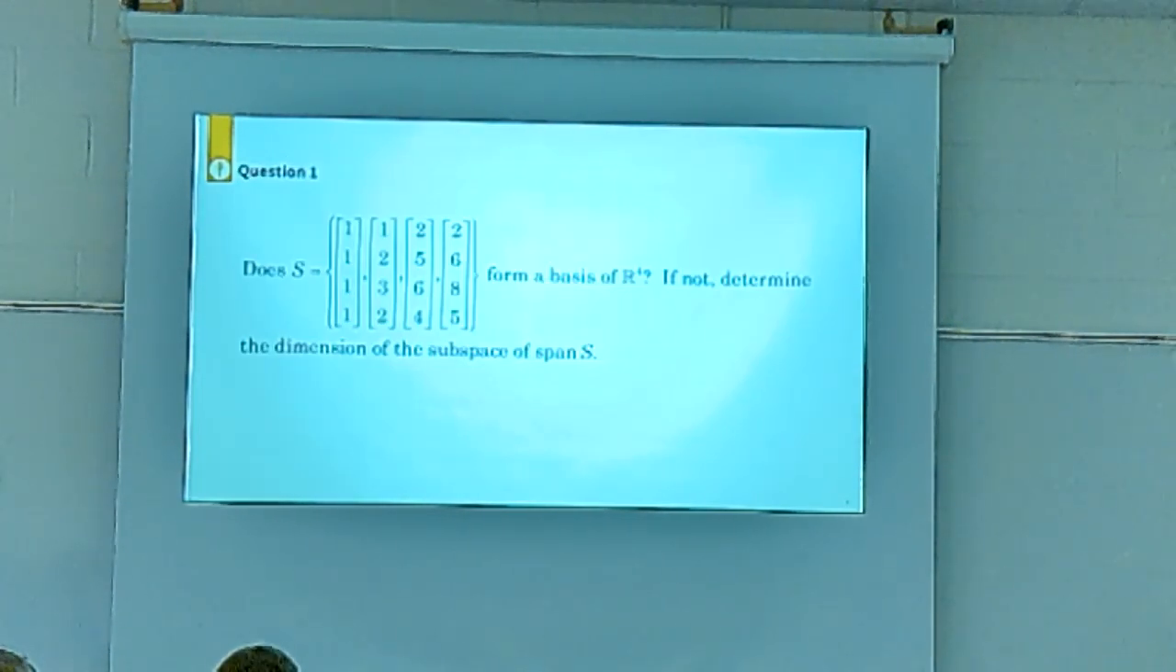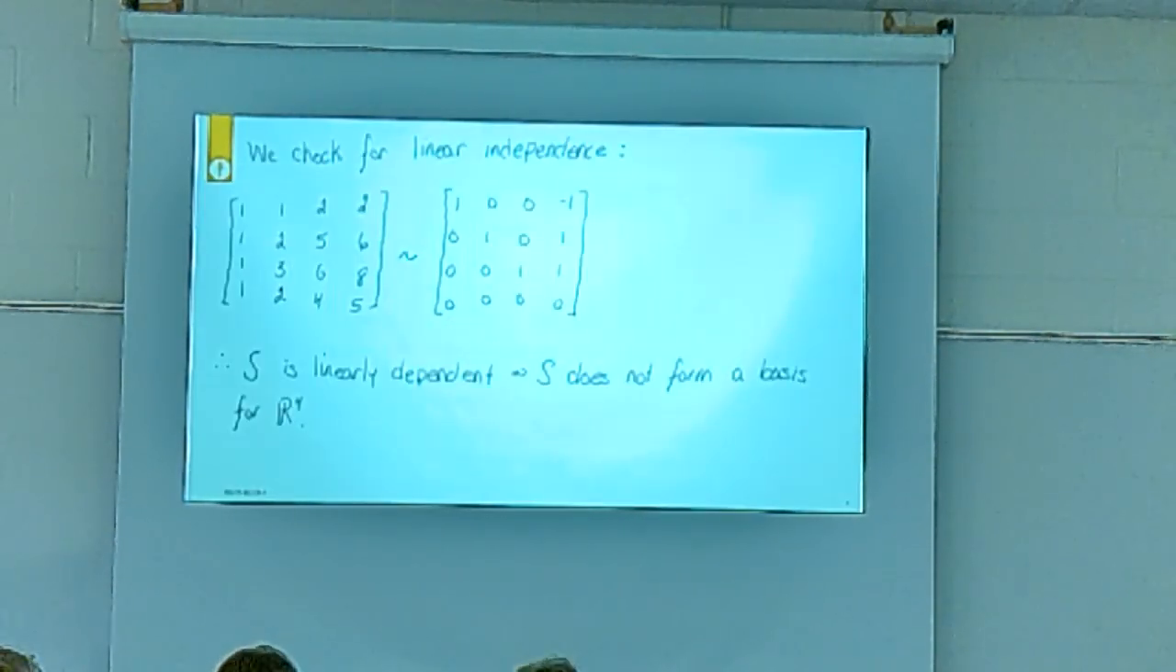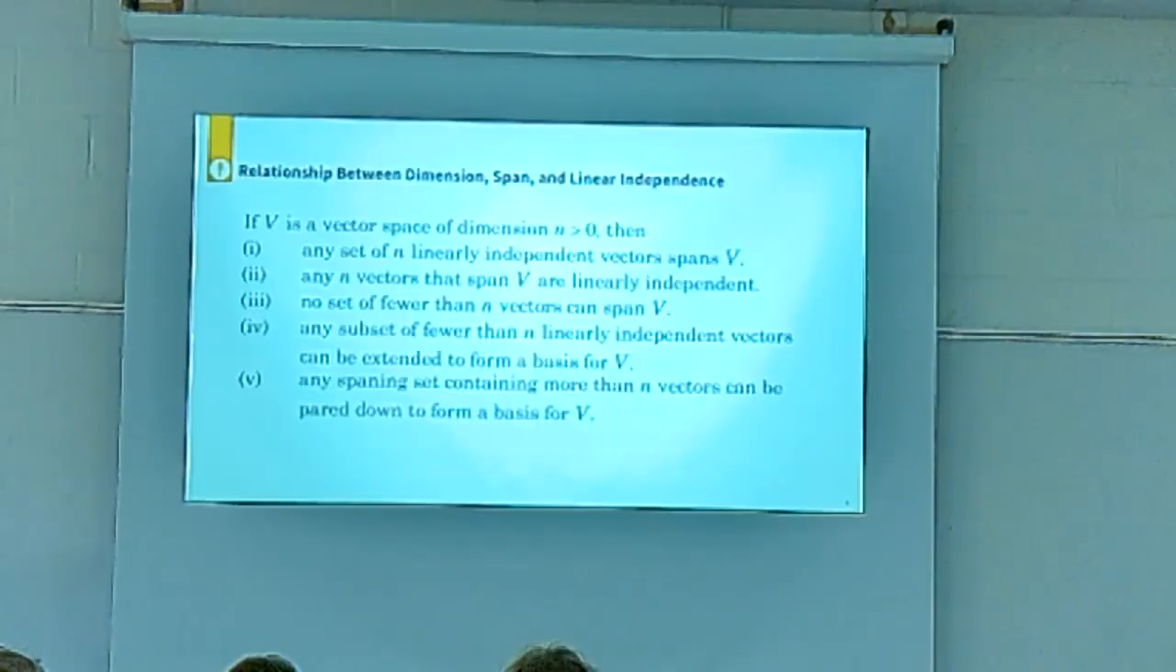Well, if we go back to property 5, a spanning set that has more than n vectors can be pared down to form a basis. Clearly, we have more than n vectors in the spanning set for the subspace. So we can just remove vectors from it to form a basis. Which vectors do we remove?